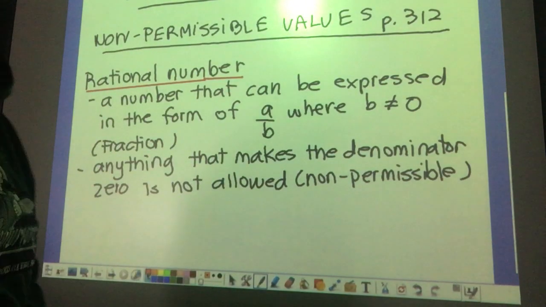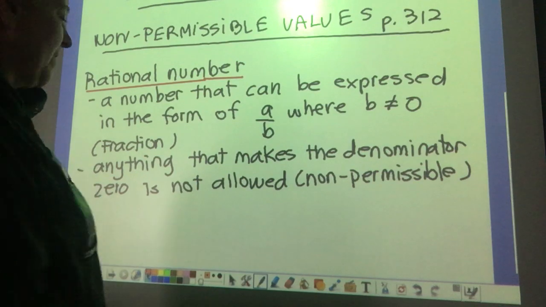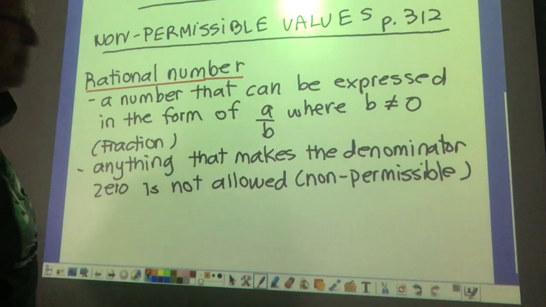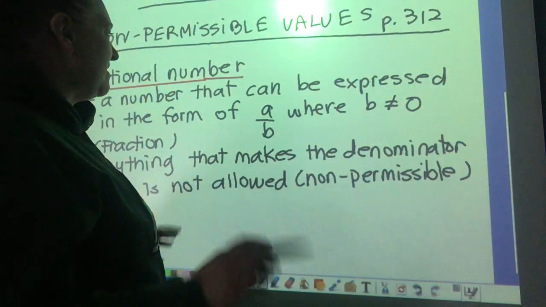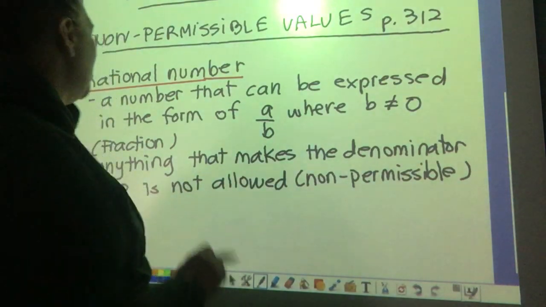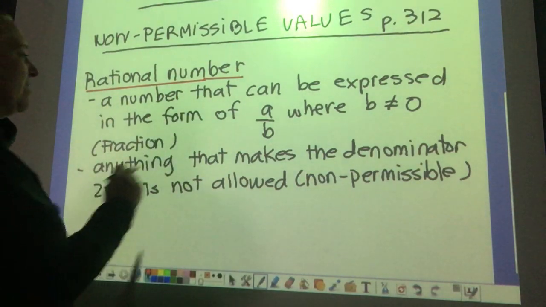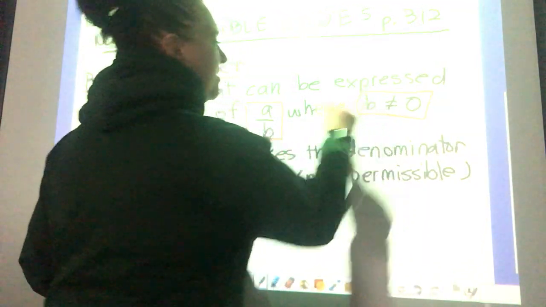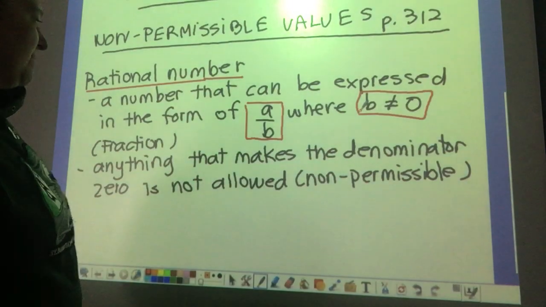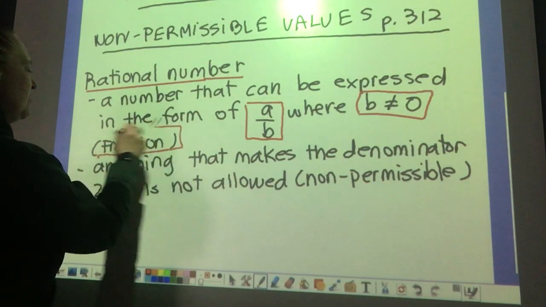Okay, so today we're just going to look at non-permissible values. Before we begin that, we're going to remind you what a rational number is. We did learn this back in grade 10 when we classified numbers. So we know from grade 10, a rational number is a number that can be expressed in the form of a over b, and b cannot be equal to 0. That's a fancy way of saying a rational number is just a fraction.